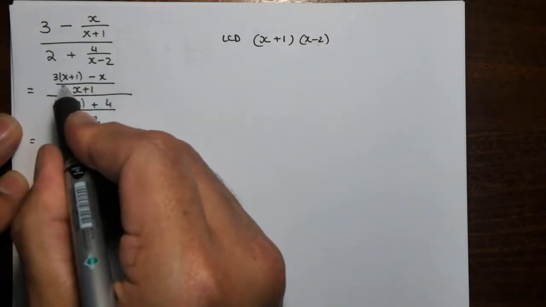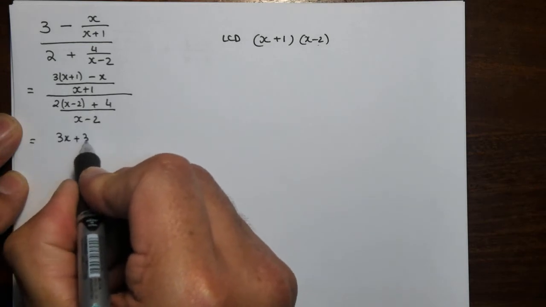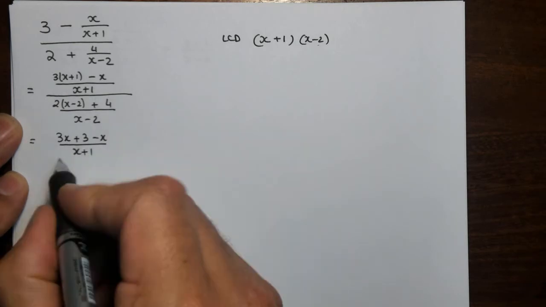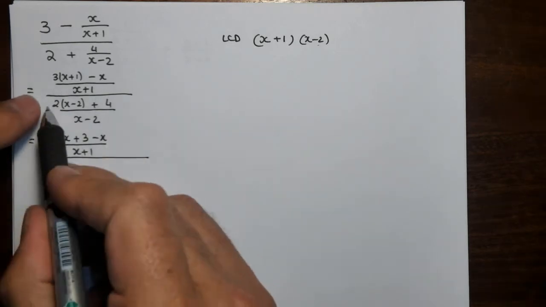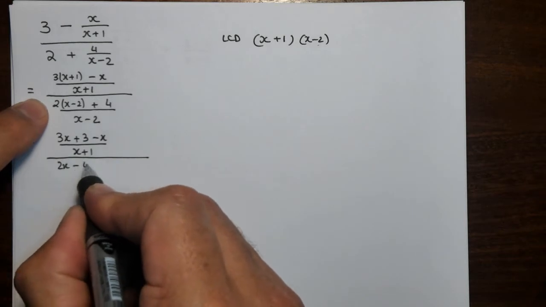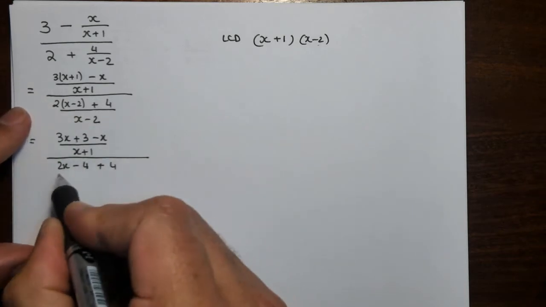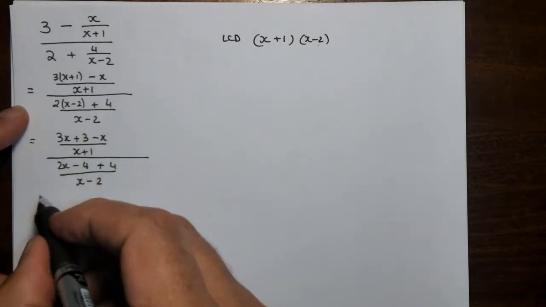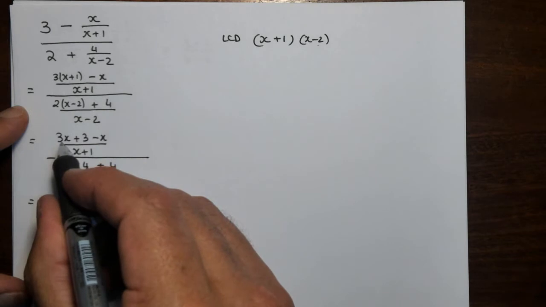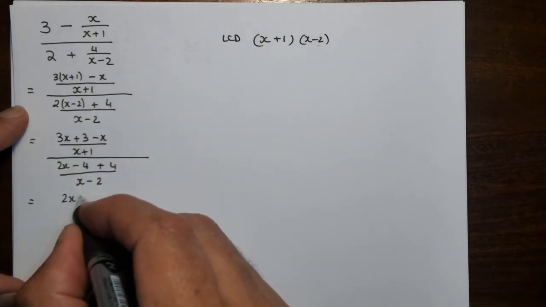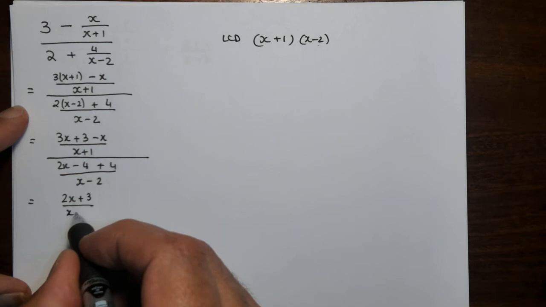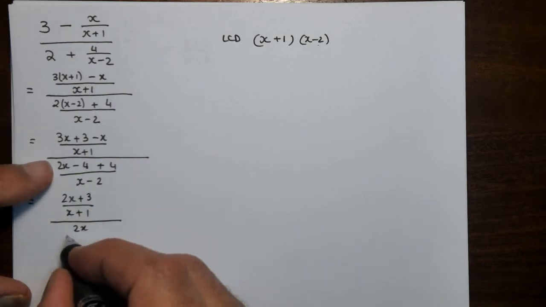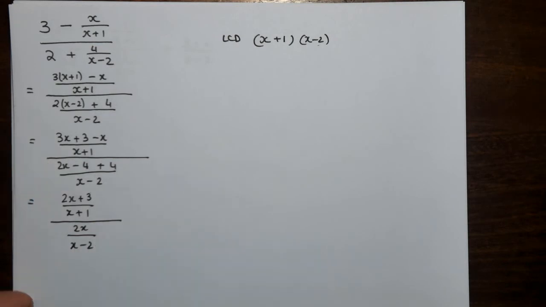Now look at this. This becomes 3x plus 3 minus x at the top over x plus 1. All of that over 2x minus 4 plus this 4 at the end over x minus 2. Now at the top I have 3x minus x is 2x plus 3, all of it over x plus 1, over 2x over x minus 2.